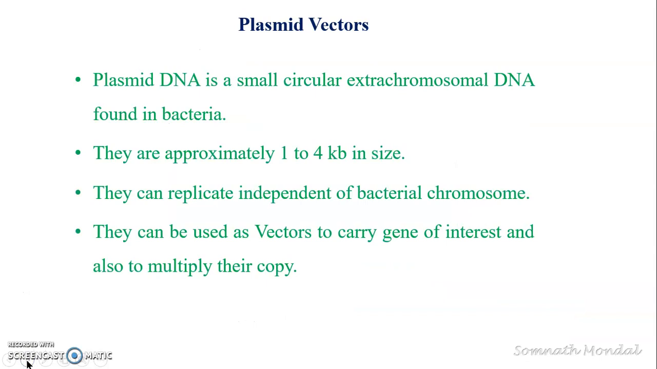Now coming to the next tool, that is the plasmid vector DNAs. Plasmid DNAs are small extrachromosomal DNAs found within bacteria. They can be approximately 1 to 4 kb in size. They can replicate independent of the bacterial chromosome, and they can be used as vectors or carriers to carry our gene of interest into the bacterium by the bacterial transformation process.